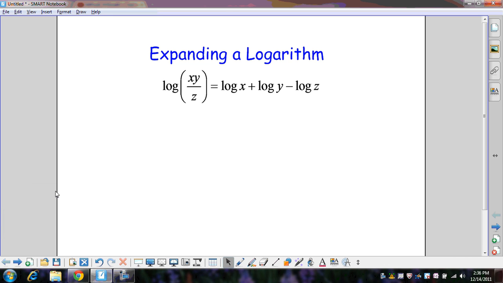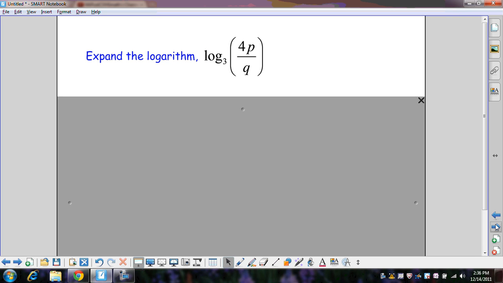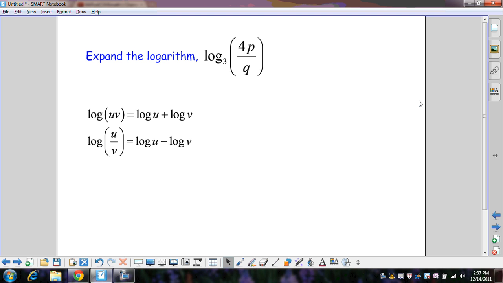Okay, what we're going to talk about in this tutorial is how to expand a logarithm. In this case, I'm going to try to expand the logarithm log base 3 of 4p over q. Now, in order to expand this logarithm, I have to take into account two properties of logarithms, which I have listed here.